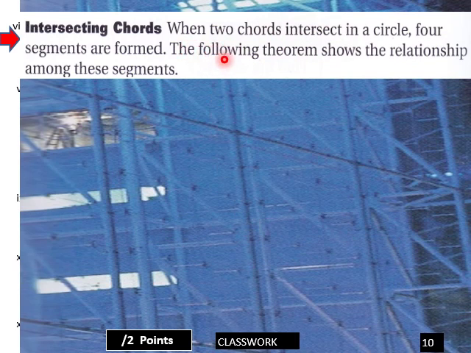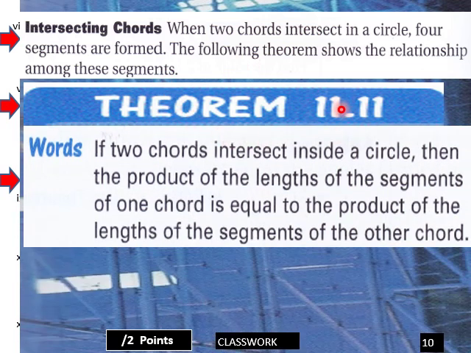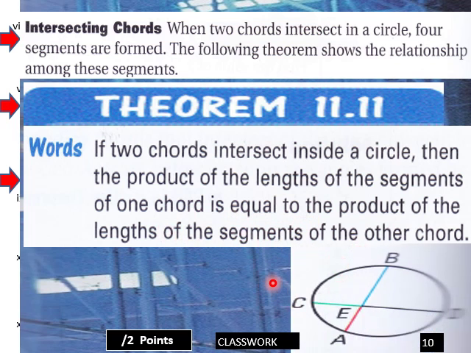When two chords intersect, this is page 10 on your classwork, in a circle, 4 segments are formed. The following theorem shows the relationship among these segments. Now this is 11.11. If two chords intersect inside a circle, then the product of the lengths of the segments of one chord is equal to the product of the lengths of the segments of the other chord. Like, what in the world does that mean?